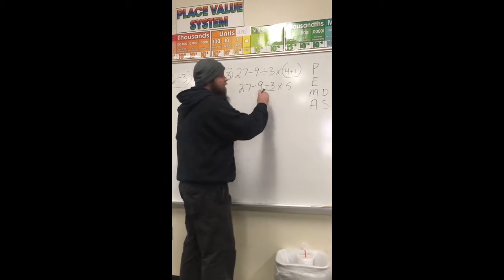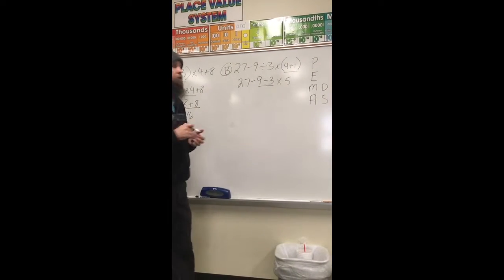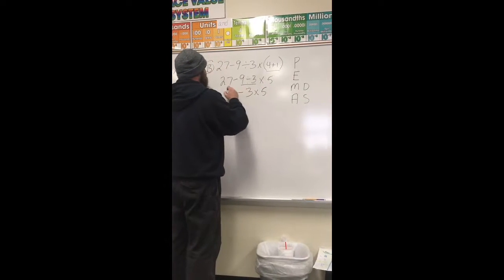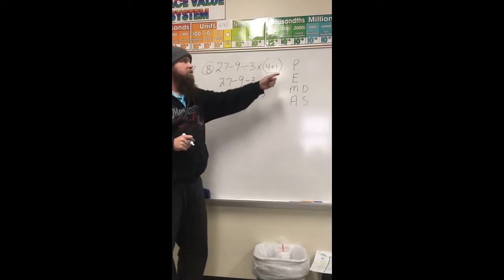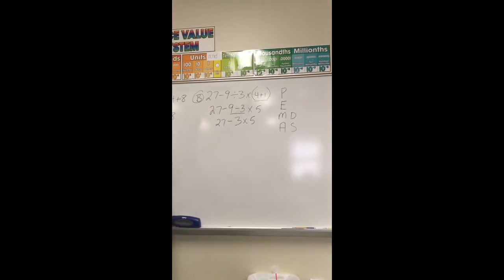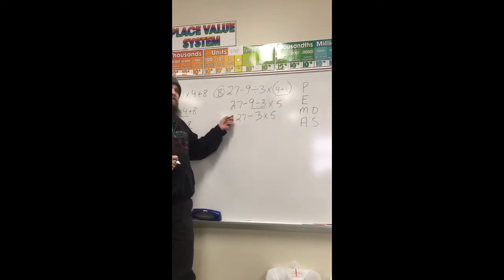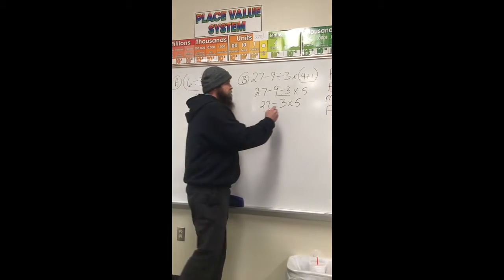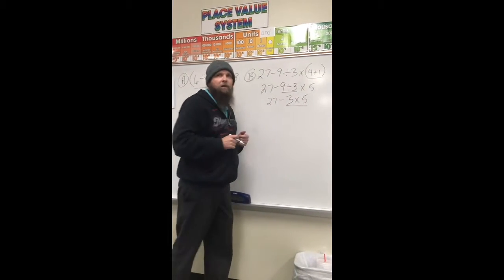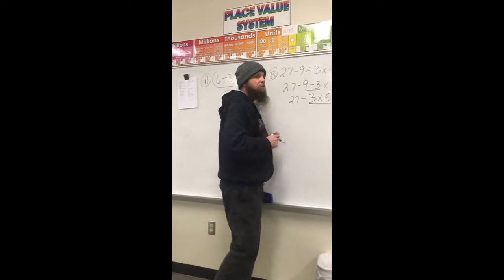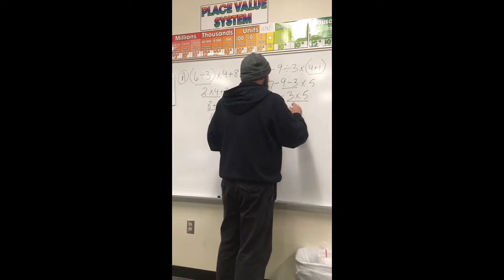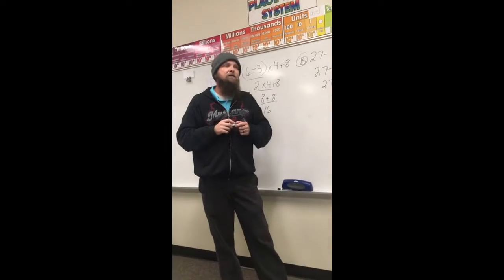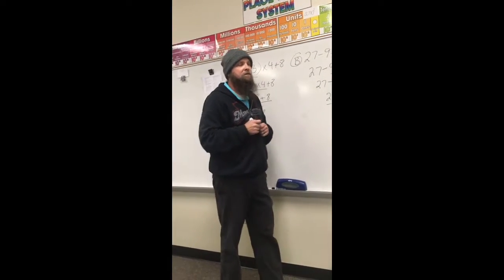So 9 divided by 3 is what, Kason? 3. Bring down everything I haven't used. Go back to the top of my PEMDAS. Kason, parentheses? No. Exponents? No. Multiply or divide? Yes. Kason, 3 times 5 is? 15. Only one operation left. Kason, 27 subtract 15 is?